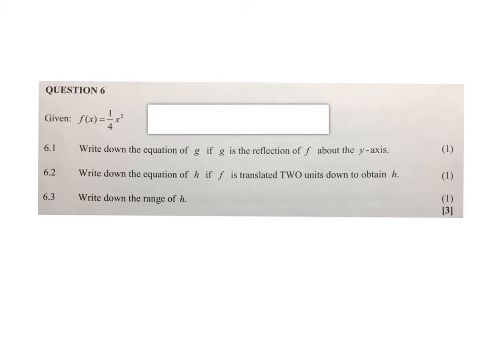The next question, question 6, says they give us this f of x equals 1/4 x squared, so they give us the equation of this parabola. They say write down the equation of g, a new graph, if g is the reflection of this f about the y-axis. Write down the equation of h, if f is translated 2 units down to obtain this h. And write down the range of this h. Look at the video, graphs transformations.